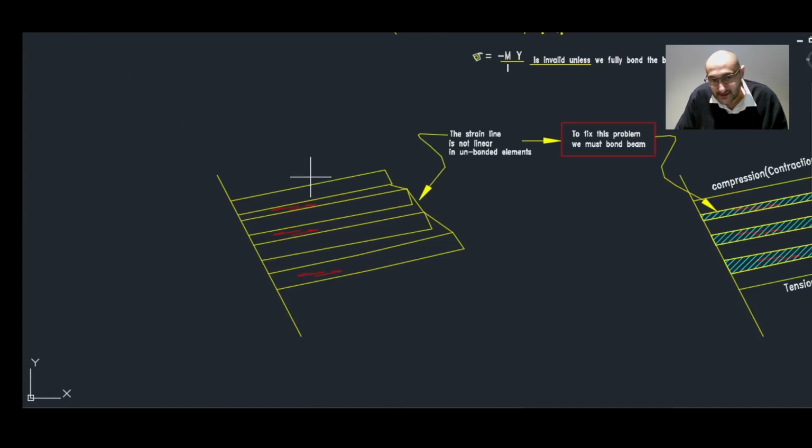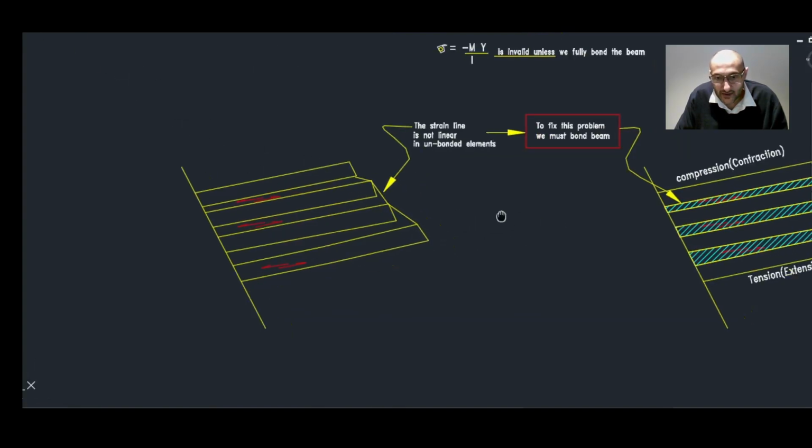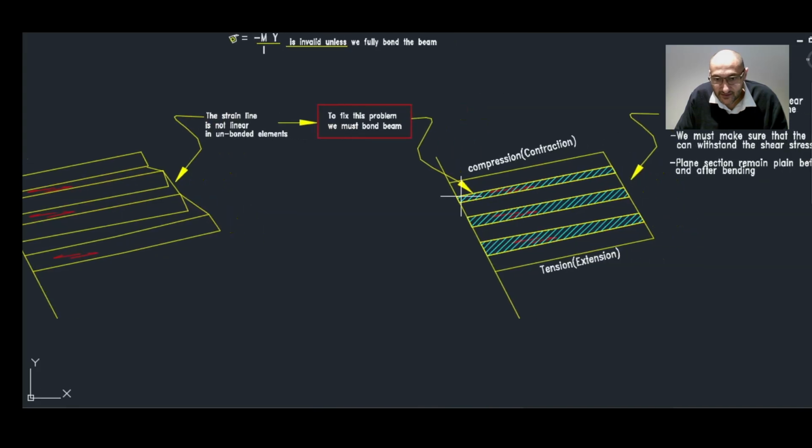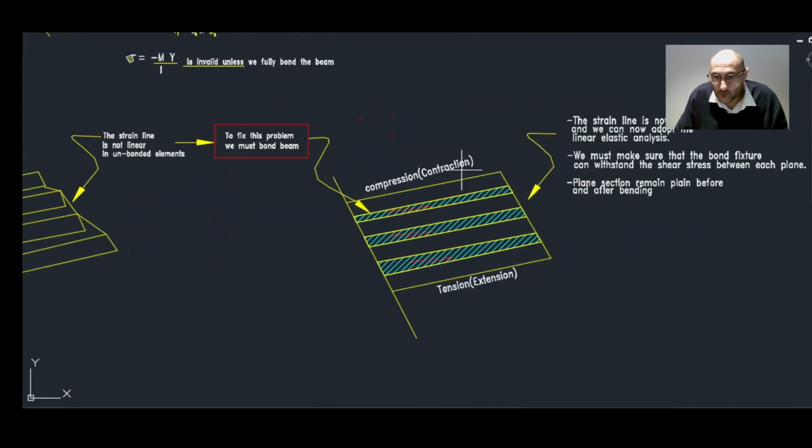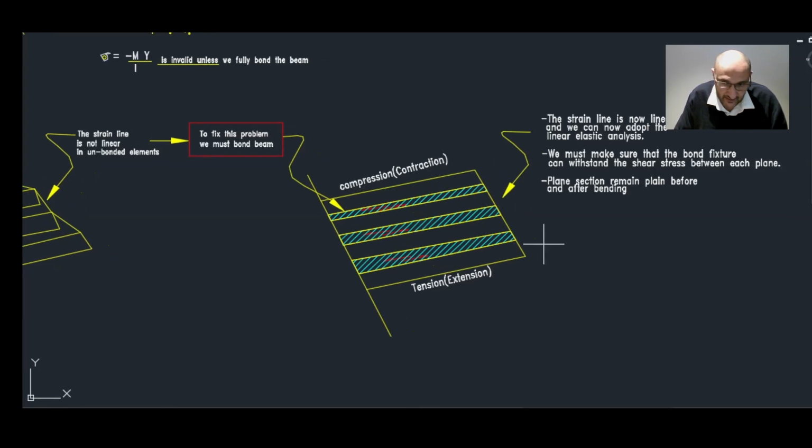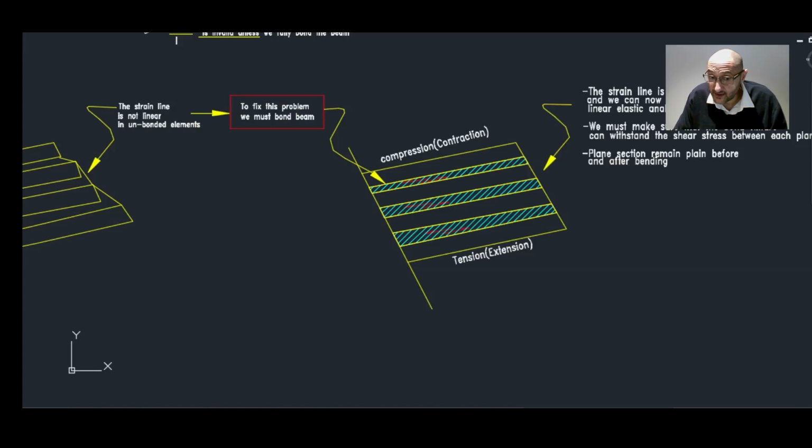Now to fix this problem, what do we need to do? We need to bond these layers together. Once we bond it, then we can say the strain line now is linear, and we can apply the linear elastic analysis. Then we can say the plane section will remain plane before and after bending, and we will get compression in the top fiber and extension or tension in the bottom fiber, and everything will look good. And we will also get this happy face uniform deformation.